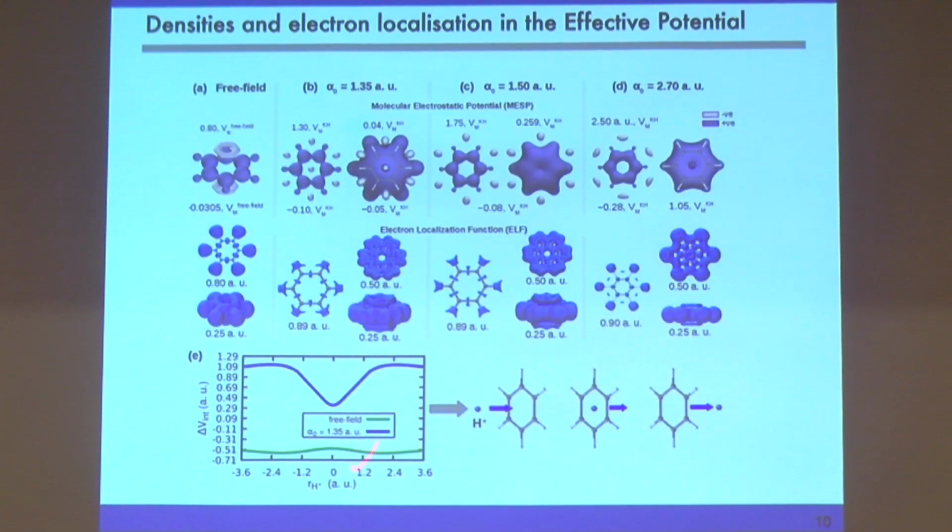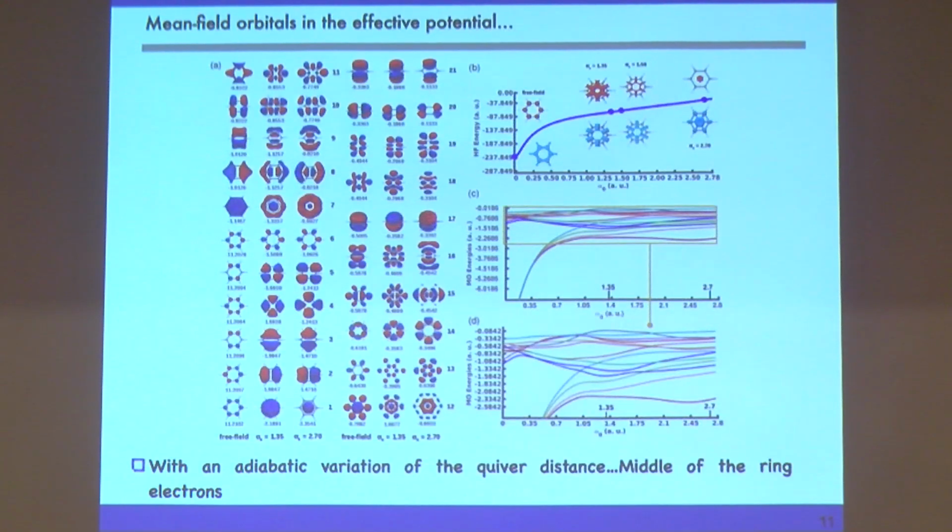It could shuttle through. So you have a well right in the middle of the ring. So this is the interaction of the proton with benzene in that particular effective potential, where all the 6 rings, which are atom-centered, intersect. Now, we didn't stop it there. Alpha 0 is an adiabatic parameter. Those are laser parameters which are experimentally controllable.